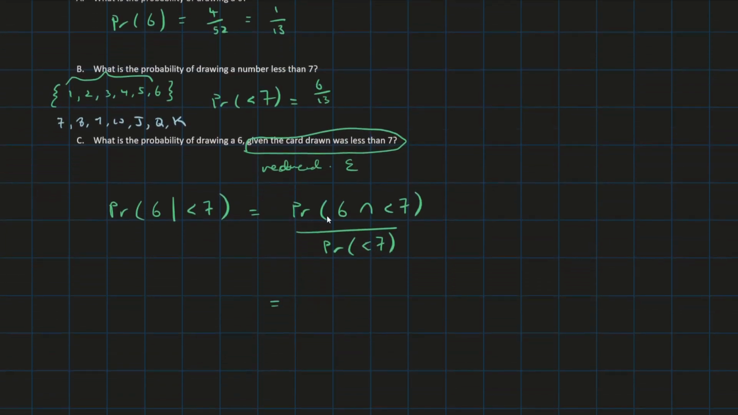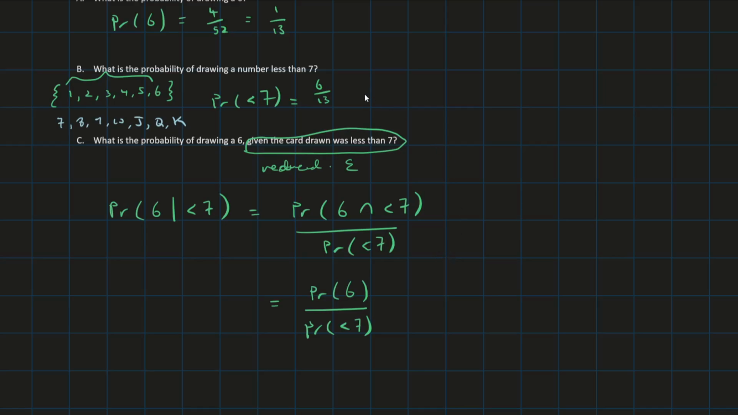Now, the probability of 6 intersected with less than 7, we can think about what outcomes are common between both. Again, it's the intersection, so it's whatever's common between both. And that would obviously just be the probability of rolling a number 6, because less than 7 includes 6, but 6 only has its one instance. So it makes sense that 6 would just be the simplified version of the numerator. Now, the probability less than 7, I could just keep it like that.